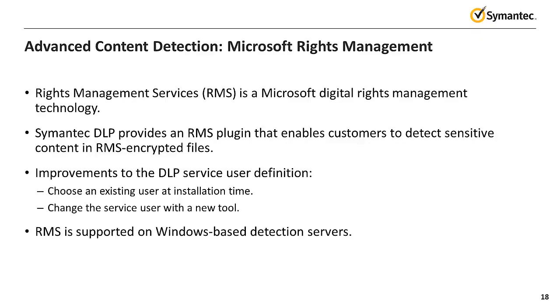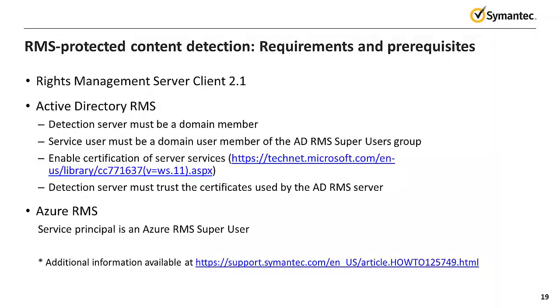By leveraging a special content extraction plugin, it is possible to detect sensitive content in RMS-protected files by securely decrypting them on the fly. RMS detection has specific requirements for the DLP service user's privileges. DLP allows you to choose an existing user at installation time, and it is also possible for customers upgrading from previous versions to change the service user using the changeserviceuser.exe command line utility found in the protect/bin folder in both new and upgraded installations. For more information on how to set up your detection server to enable RMS detection, review the knowledge base article linked at the bottom of this slide.